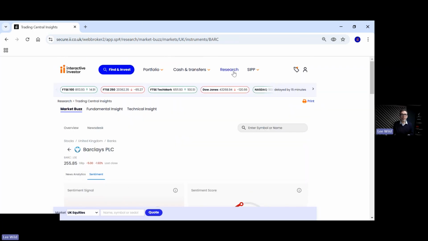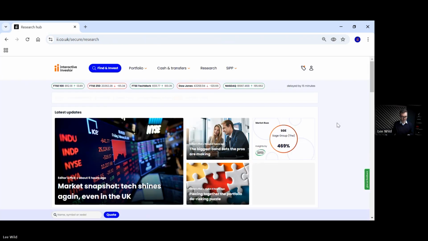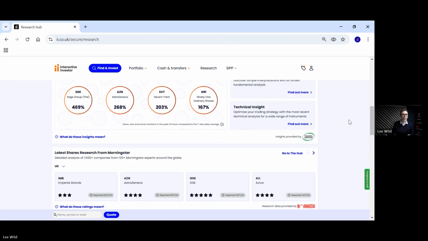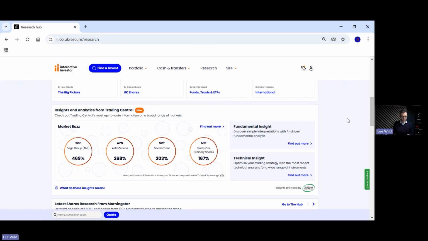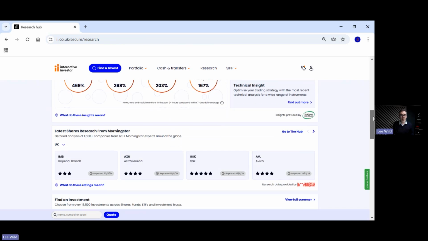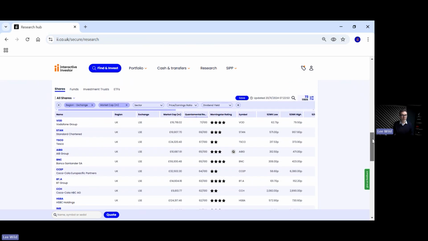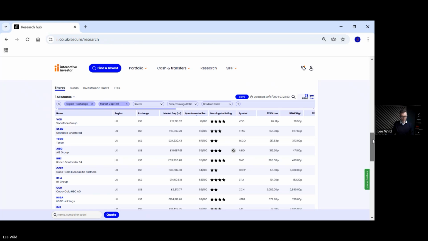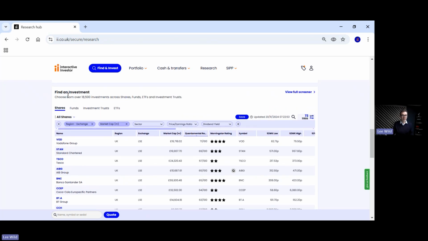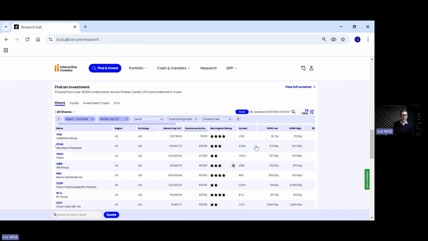So we go back to the Research Hub again. And the third way is by looking at our screener, the Shares Investment Screener, which is towards the bottom of the page on the Research Hub. So we scroll down to there. So there's Find an Investment. And so here already I've filtered by UK large cap. So if you click on the quantamental ratings column there, you can order it from low to high and high to low.